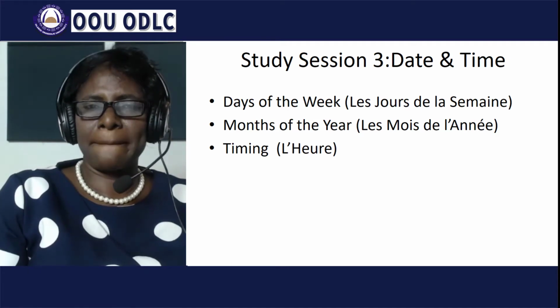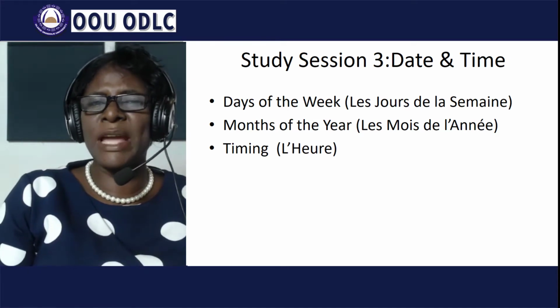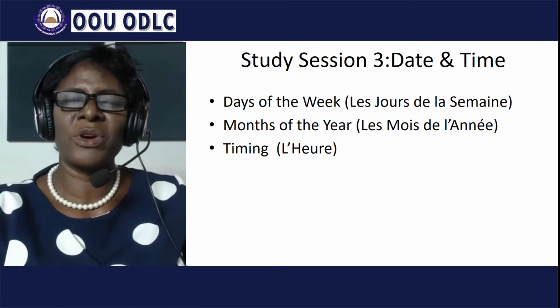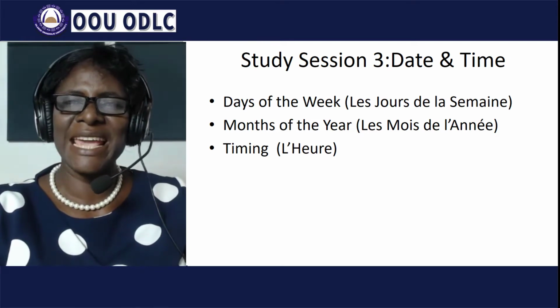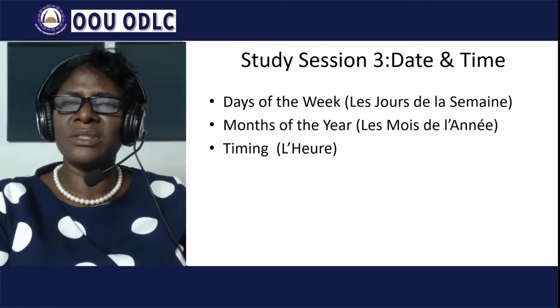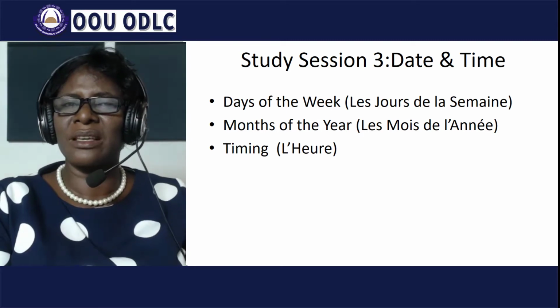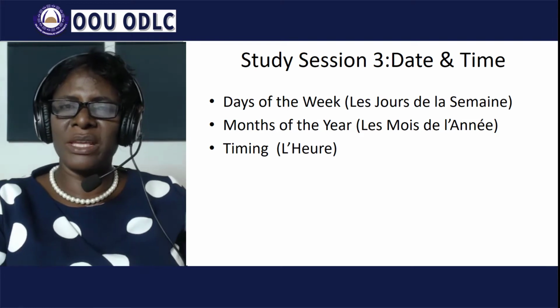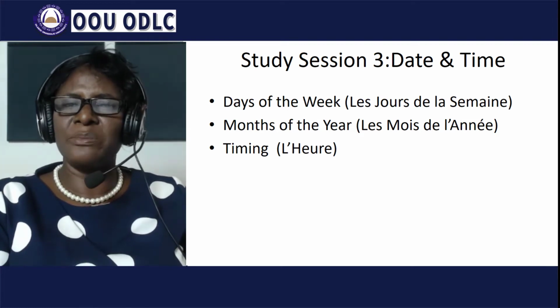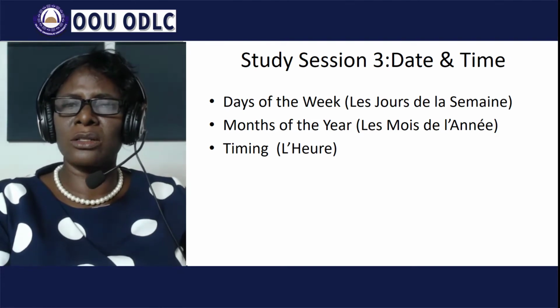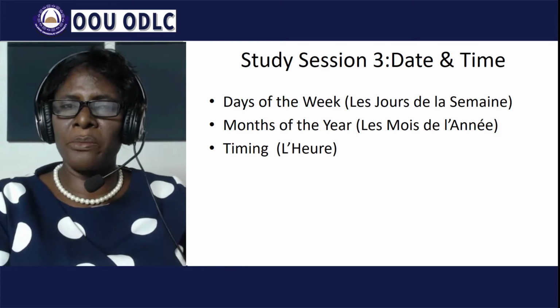May is mai. June is juin. July is juillet. Don't pronounce it "juillet-o". Juillet. Again, juillet. Bon. August is août. You see the circumflex on the U? Août. September is septembre. Don't pronounce the P. Don't say "septembre" with the P. No. Let the P be silent. Septembre. October becomes octobre.